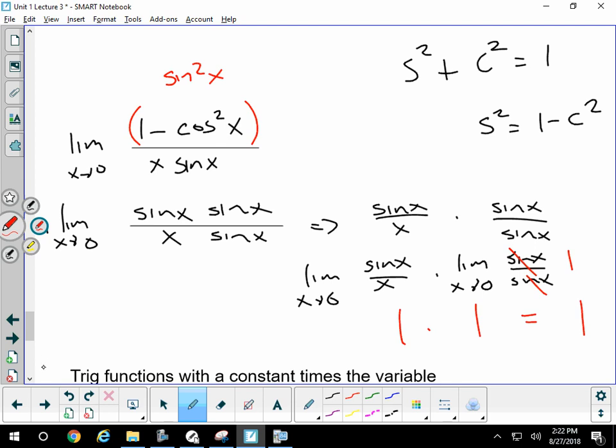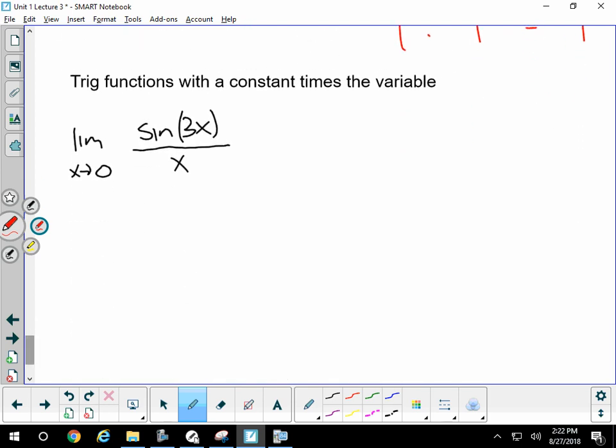All right. So curveball at you. What if we have a number inside the trig function? What if it's sine of 3x over x? Okay. Well, we could take a guess. We'd probably get it right. However, to show you why it's correct, we got to go through a little bit of a procedure here.